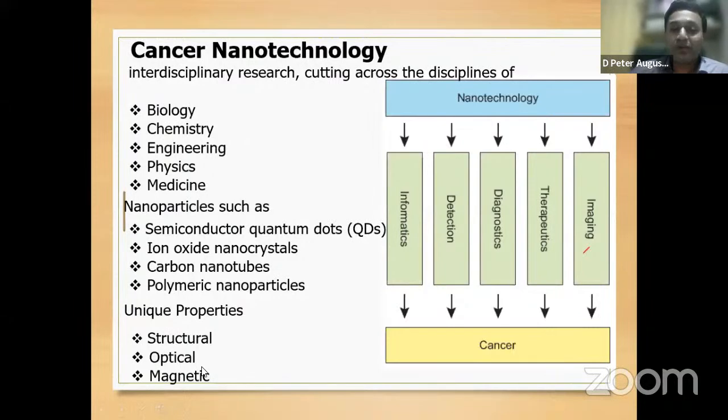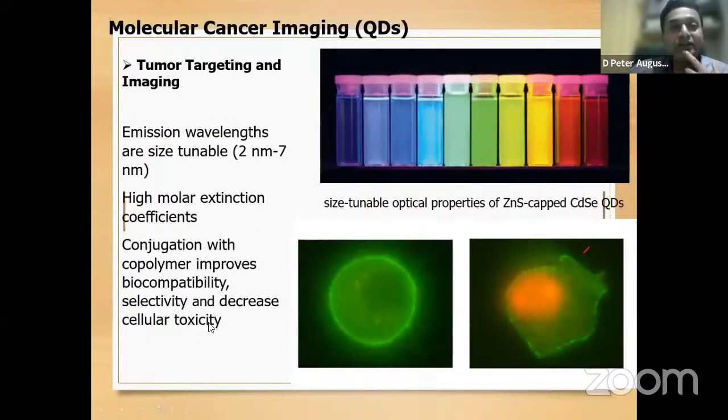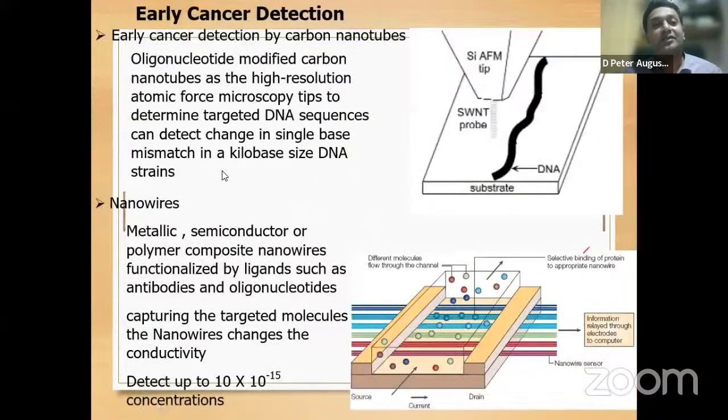Unique structural, optical, and magnetic properties. So targeting and imaging, emission wavelengths, high molar extinction coefficients, and conjugation with copolymer improves biocompatibility, selectivity, and decreases cellular toxicity. So that's the main thing with molecular cancer imaging. We can really have early detection in this, because it works in the beginning itself.